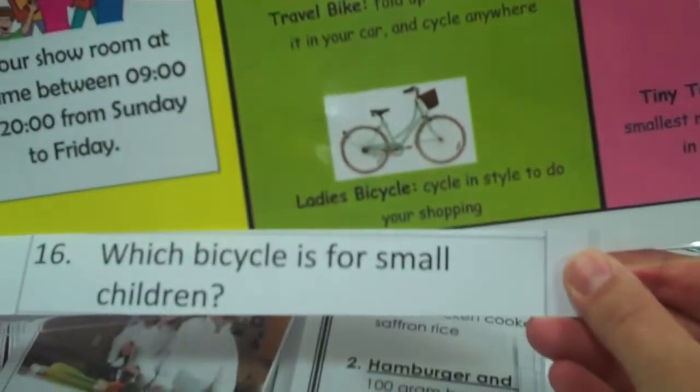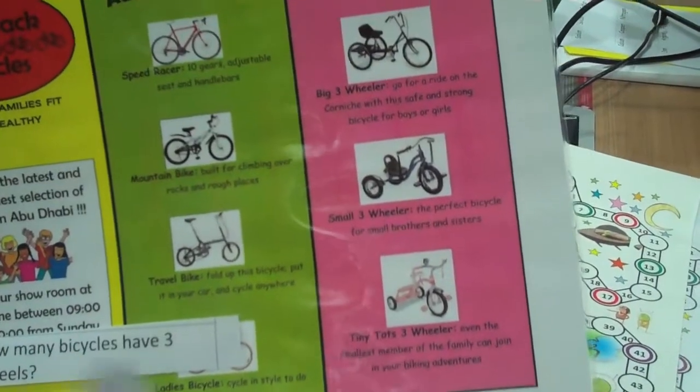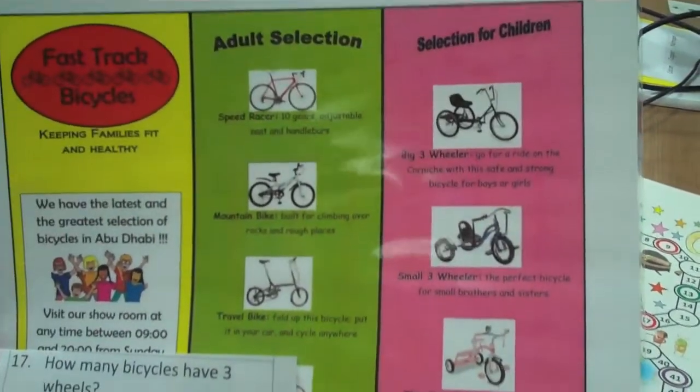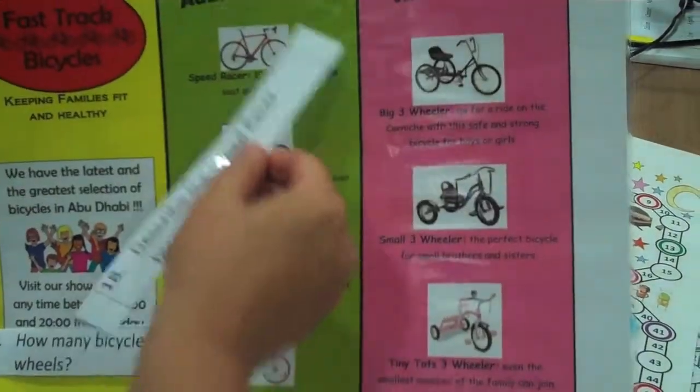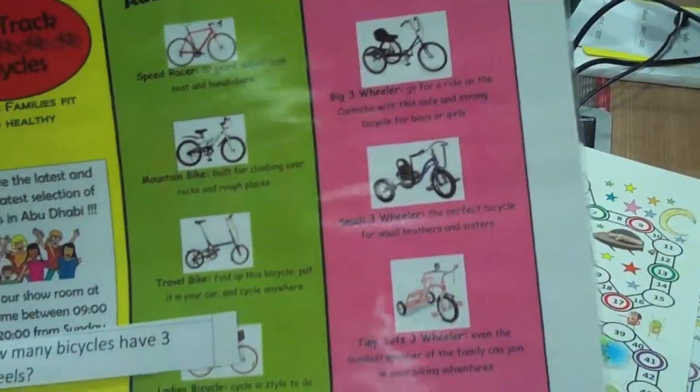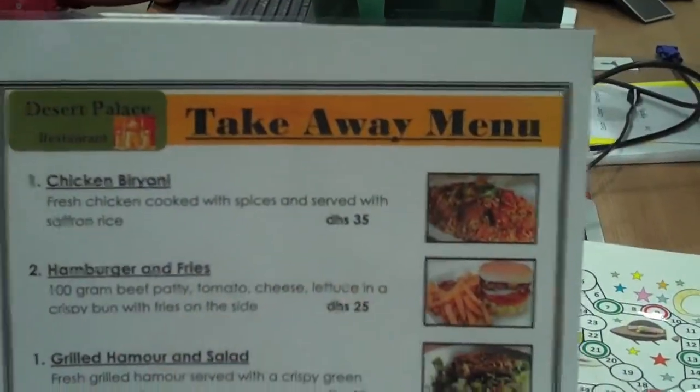And then you'll have to have a look. How many bicycles have 3 wheels? So everything you have to read off the brochure. Describe the speed racer bicycle. So you have to find speed racer and talk about what it looks like. Okay, I've tried to use things that children will be familiar with.